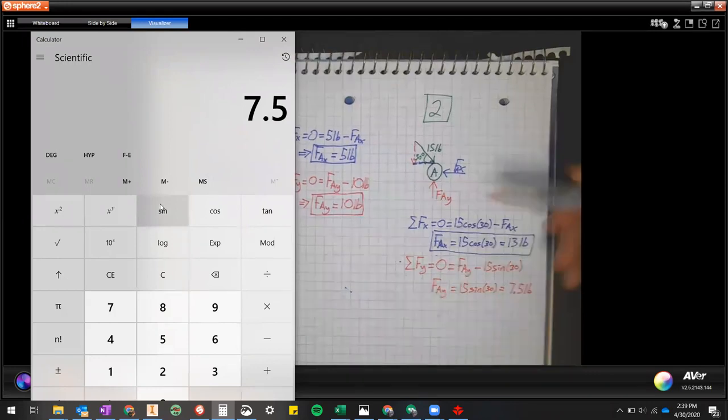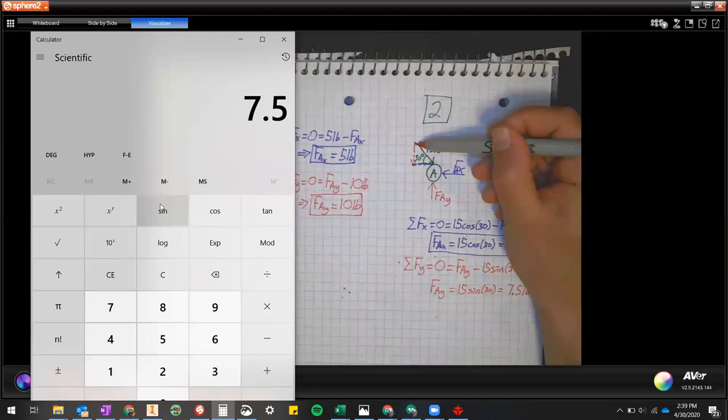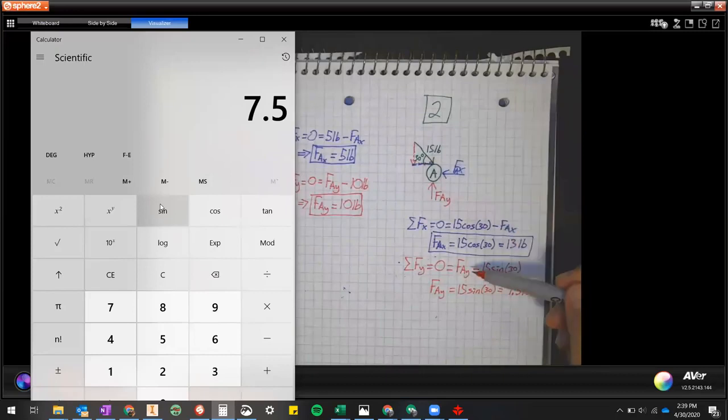Again, this is going down and to the right. So my downward portion is the opposite side of my triangle here. And so when I write my equation of equilibrium, FAY is the positive, minus 15 times the sine of 30. So 15 times the sine of 30 is 7.5. So that would be our answer to number 1 and 2.